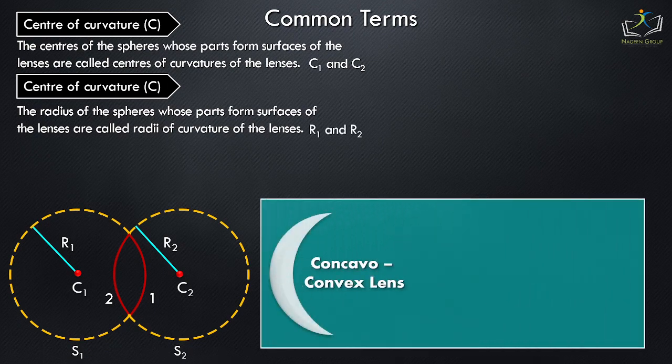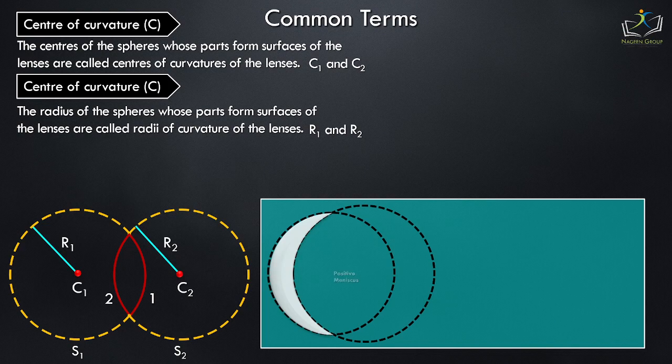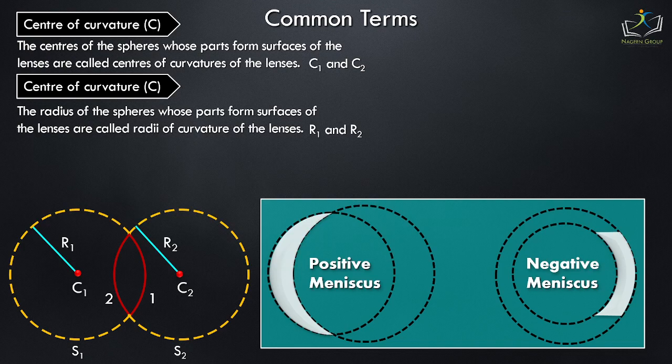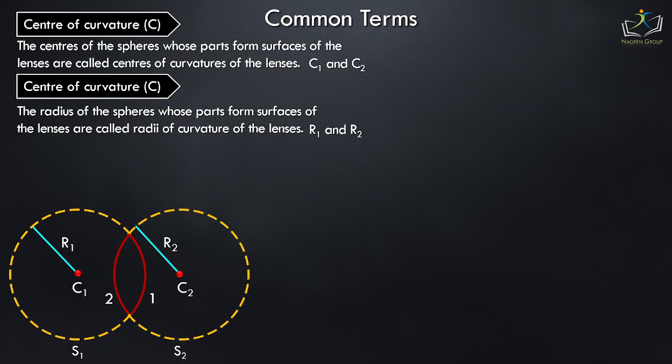So here we have this concavo-convex lens. One part is concave and another is convex. So that's why we call it a concavo-convex lens. Here, as you complete it, we say it is a positive meniscus. Another one, if we have convexo-concave, one part convex, another part concave, we call this a negative meniscus. One is a positive meniscus and the other is a negative meniscus.